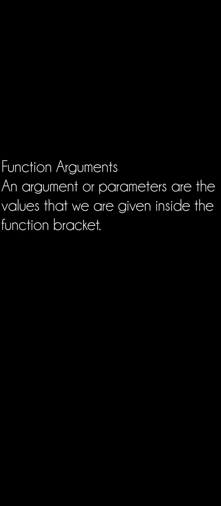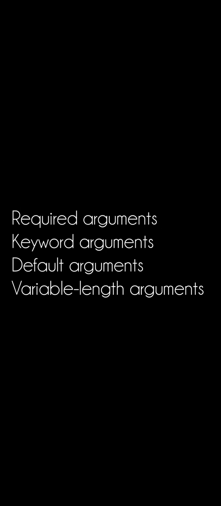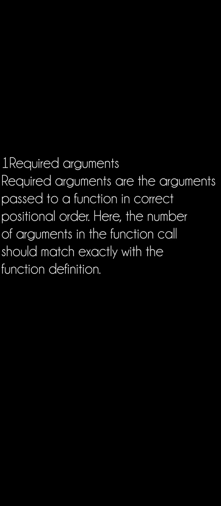Function arguments. An argument or parameters are the values that we are given inside the function bracket. You can call a function by using the following types of formal arguments: required arguments, keyword arguments, default arguments, and variable length arguments. First one, required arguments.